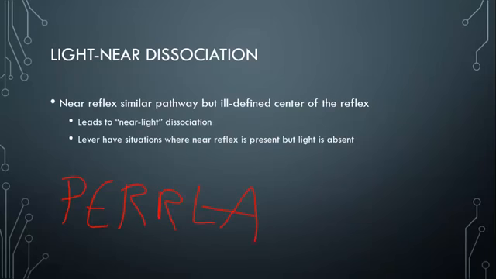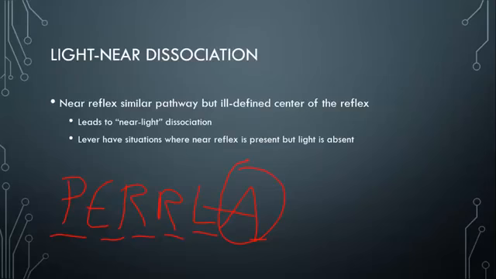But I think the point is, when people write notes, you're going to see this a lot: pupils equal, round, reactive to light, and accommodation. Generally people are writing that, but hardly anyone, except maybe ophthalmologists, is checking accommodation. Most people just look in the eye with the light and see if you're getting what appears to be a normal reaction when you shine a light into the eye.